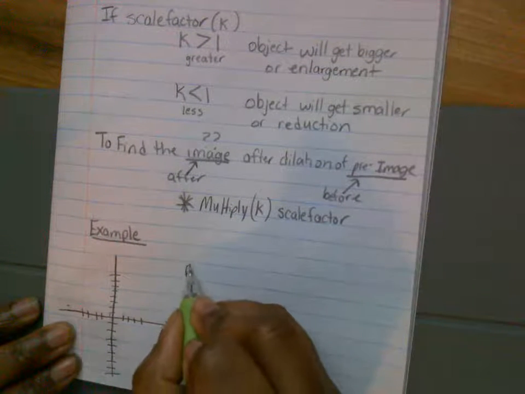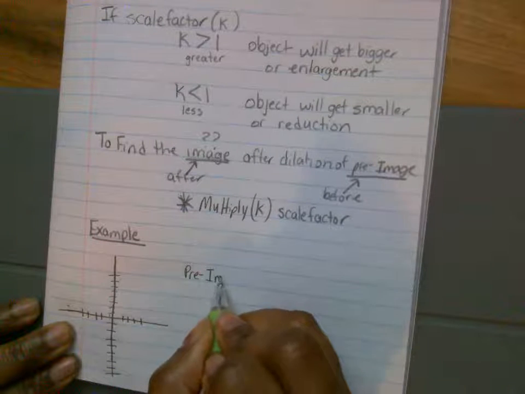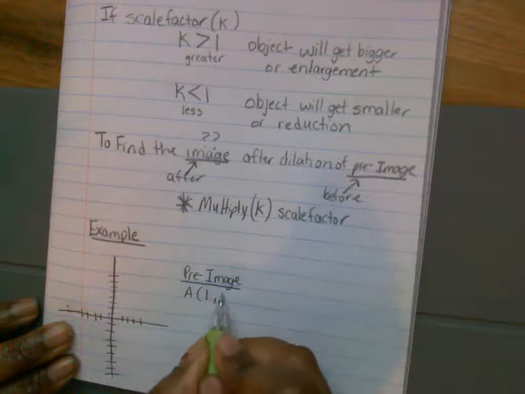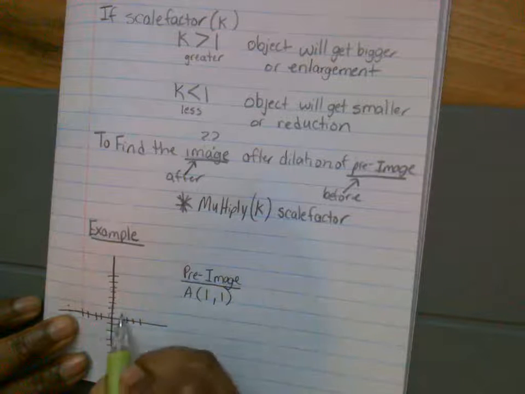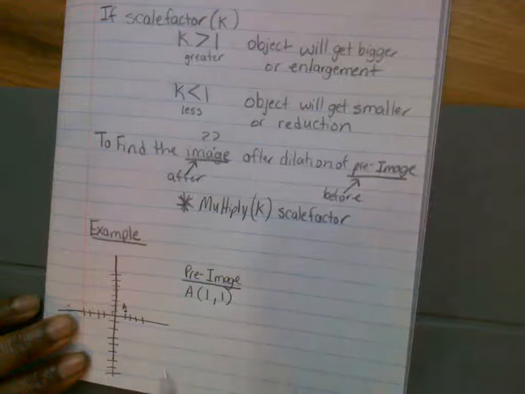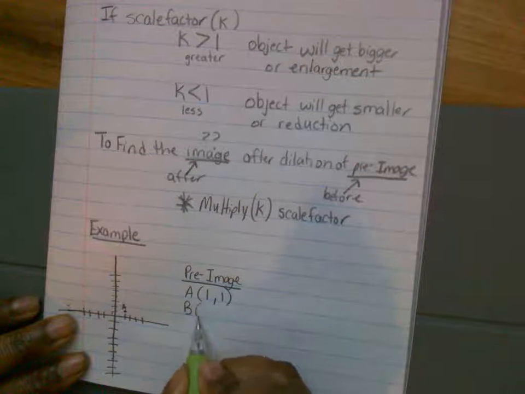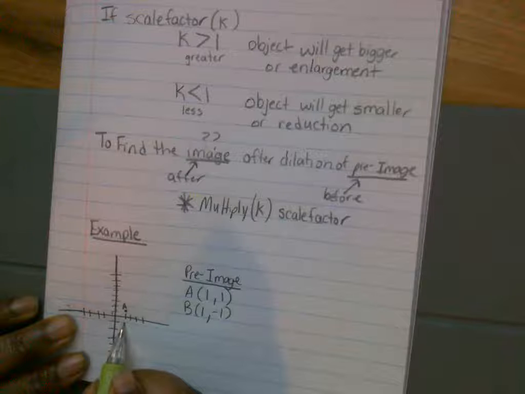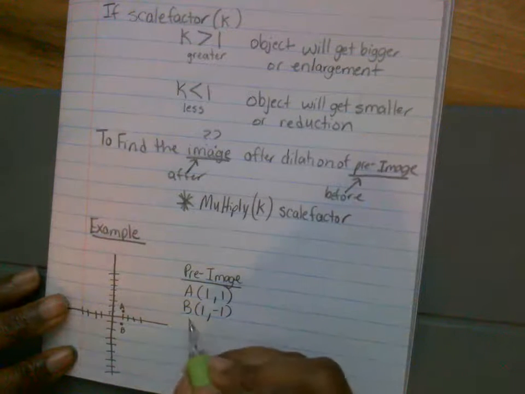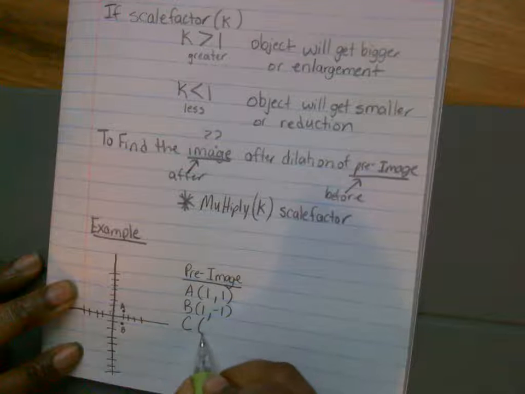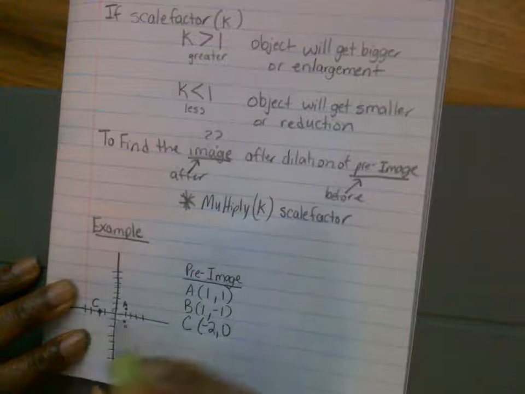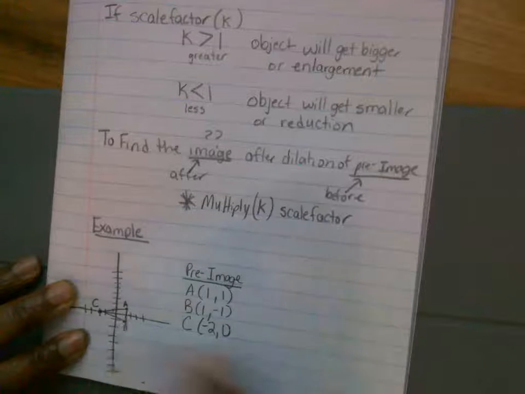I'm going to write my pre-image points. This is my given. My A is at 1, 1. So it's over 1, up 1. This is A. B is positive 1 and negative 1. So that's over 1 and down 1. This is B. And C, so we can just have a triangle, is negative 2 and 0. So go over to the left, 1, 2, and do not go up or down. This is C.